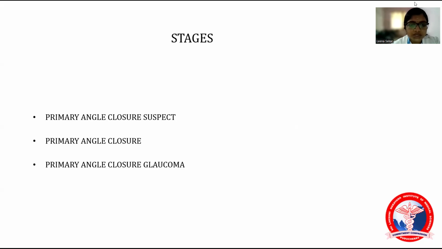There are three stages: primary angle closure suspect, primary angle closure, and primary angle closure glaucoma. In PACS patients, we can see only angle closure will be there, and IOP will be normal, and optic nerve head will be normal. Visual field will be normal. In PAC, we have angle closure, increased IOP, but with normal visual fields and normal optic nerve head. Next comes the primary angle closure glaucoma. Here we have angle closure with raised IOP with abnormal visual fields, and optic nerve head changes will be there.